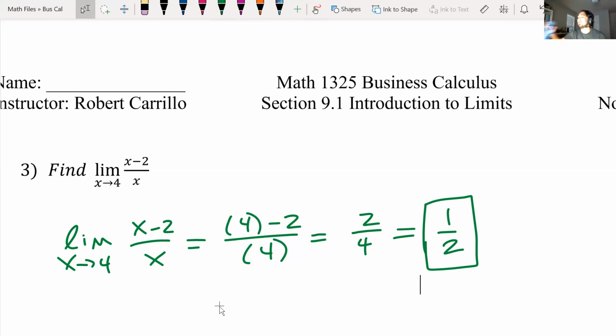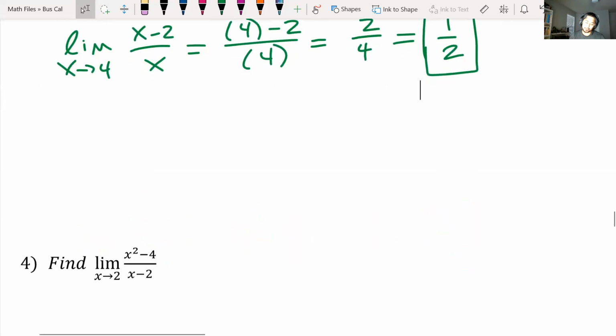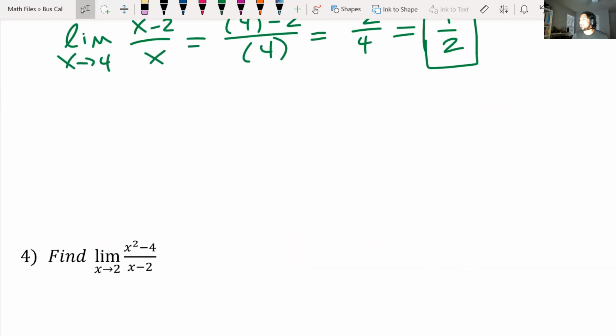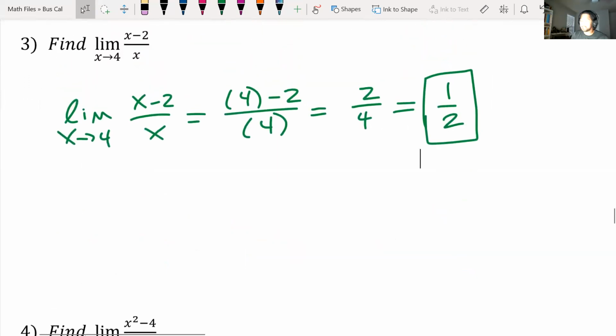So technically, the x approaches part just tells you what to plug in, right? That's it. It's just saying, hey, plug in 4, or plug in whatever number, and see if it works. And if it doesn't? If it doesn't, let me see, do I have an example of where it doesn't? I sure do. Number 4. If it doesn't work, we have to go back and fix it algebraically. So let's check that out. Everybody good with this one?